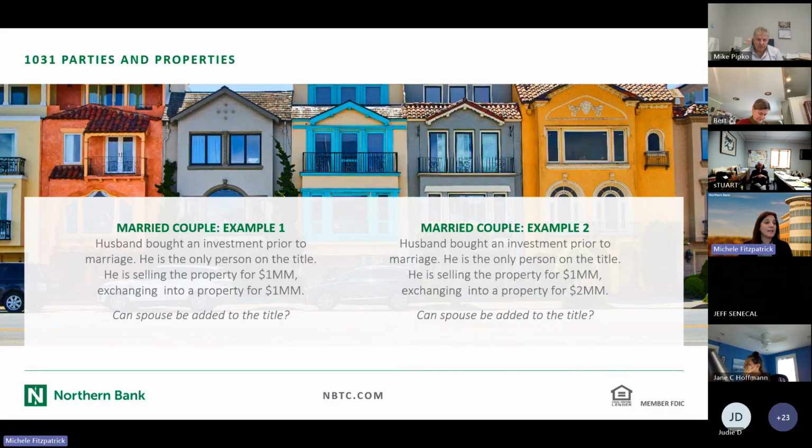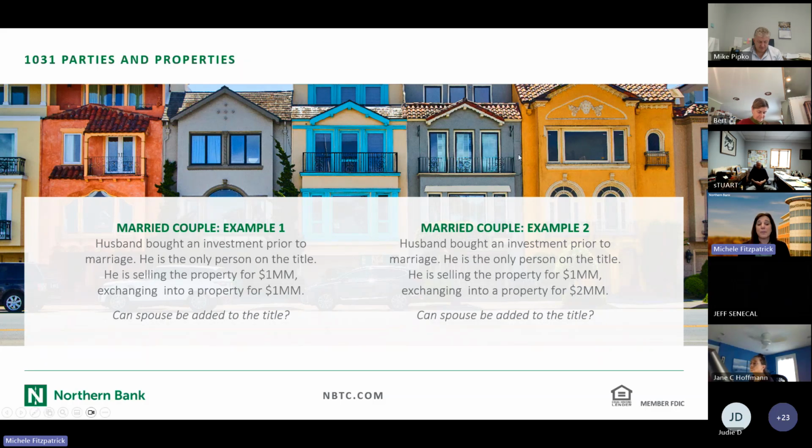So let me give you examples. A husband bought an investment property prior to marriage, and he's the only person on the title. He's selling the property for $1 million and exchanging into a new property for $1 million. Can the spouse be added? Again, the answer is yes and no, but really no, because he needs to satisfy his $1 million exchange. He needs to buy in his name property of equal or greater value. So if he buys a $1 million property and puts his wife on it as 50-50 tenants in common, he bought down in value, because he bought only $500,000 while his wife bought $500,000. So he's going to have a tax. Yes, she can be added, but from an exchange standpoint it's not smart, because now he's going to be taxed.